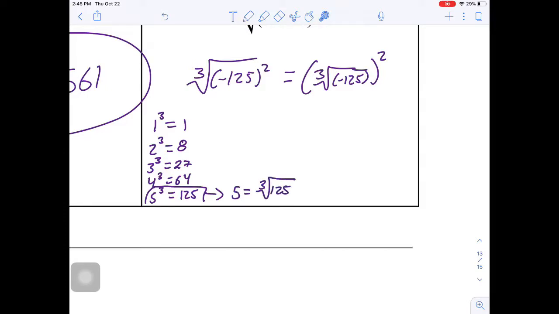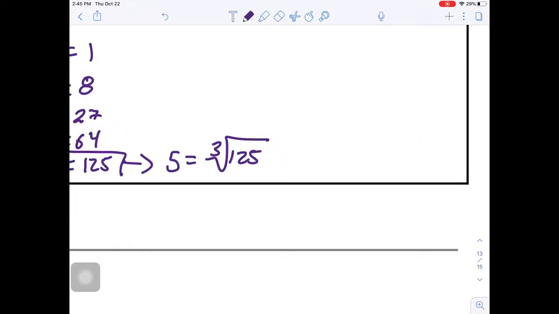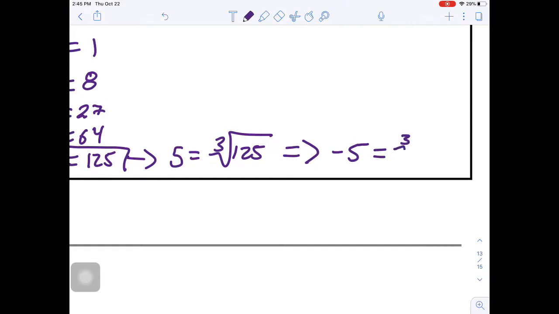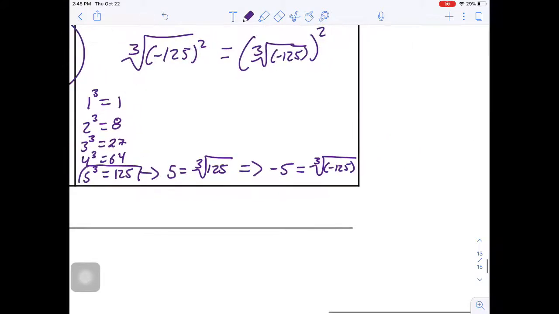Now recognize that it's a negative inside. You can cube root a negative because the index is an odd number. Remember, we talked about that in our very first video for chapter 4. So this will be negative 5 equals the cube root of negative 125. Okay, so this will be equal to negative 5, and that thing's going to be squared.